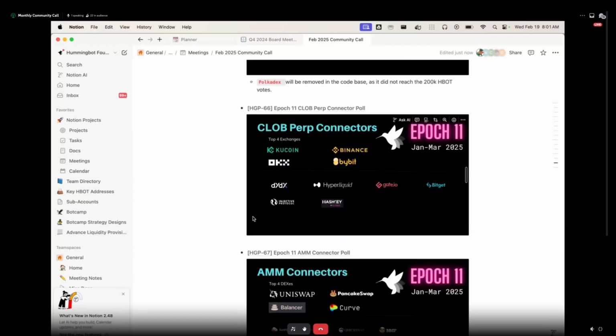In the perpetual connector poll, the top 4 exchanges were Binance Futures, KuCoin, OKX, and Bybit. And we're happy to report that all the other perpetual connectors in the codebase, including DYDX, Hyperliquid, and others, were included. So we do look forward to more perpetual connectors, both decentralized and centralized, in the codebase.